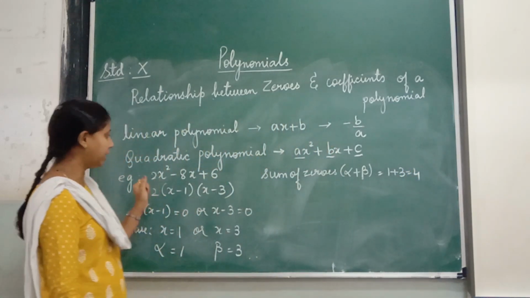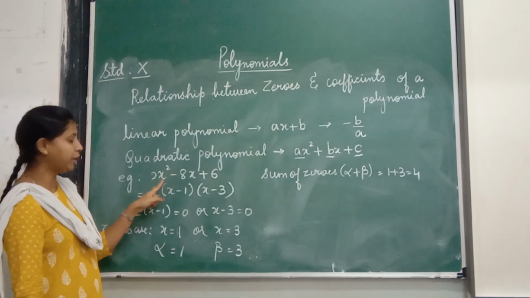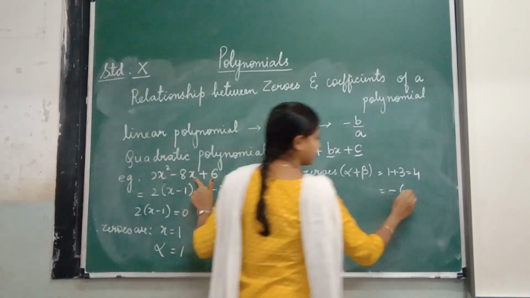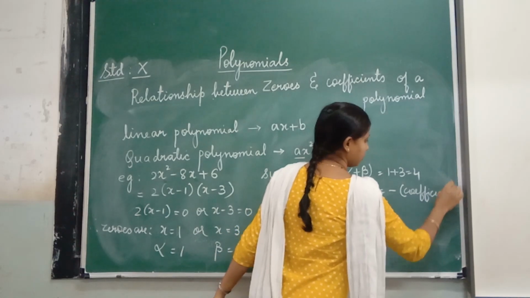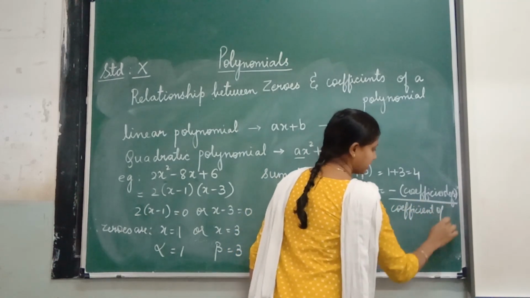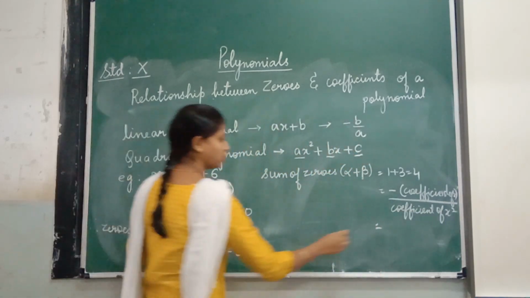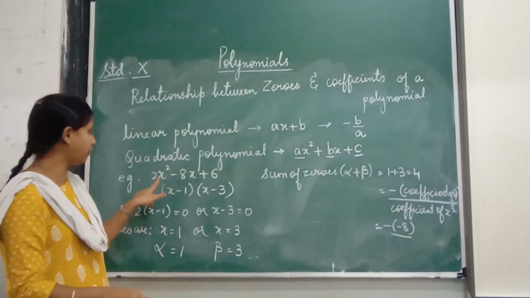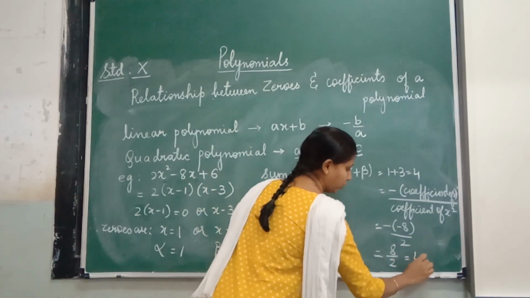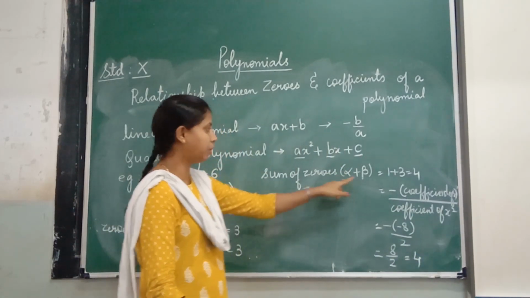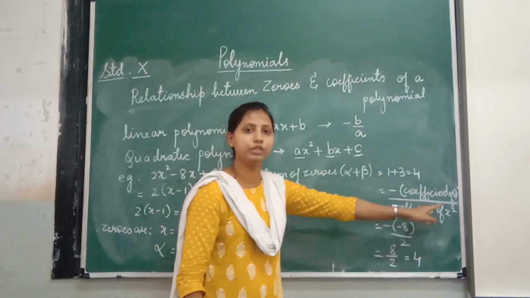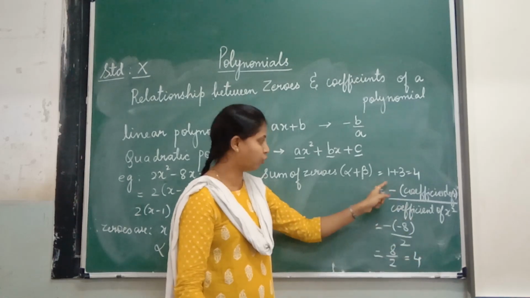Now this 4 is nothing but the negative coefficient of x divided by the coefficient of x square. So you can see here, negative of the coefficient of x, which is minus 8, divided by the coefficient of x square, which is 2. So you get minus (minus 8) divided by 2, that is 4. So the sum of the zeros, 1 plus 3, is 4, and if you directly take the negative coefficient of x divided by the coefficient of x square, again you get the same: 4 and 4.